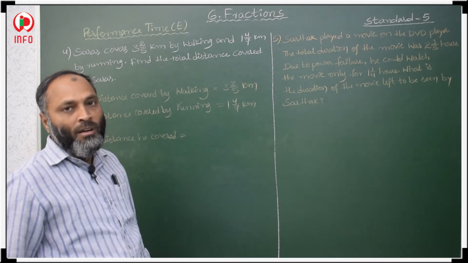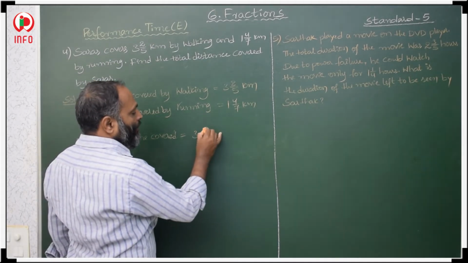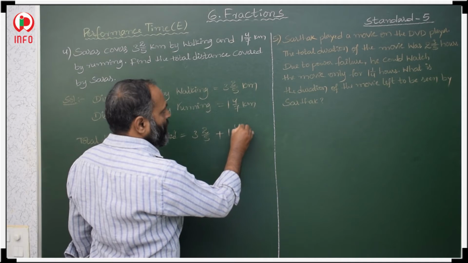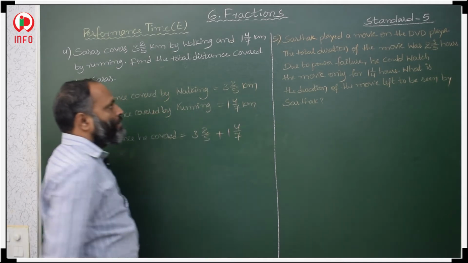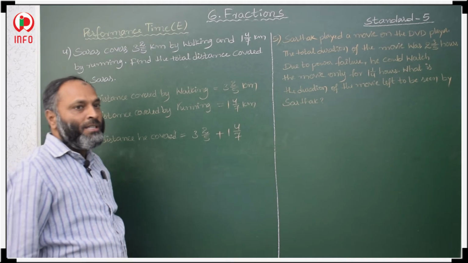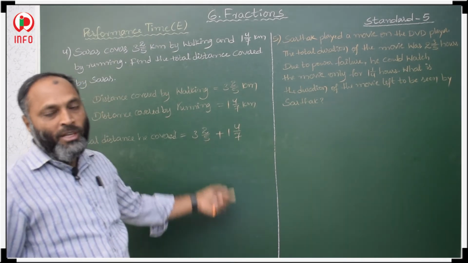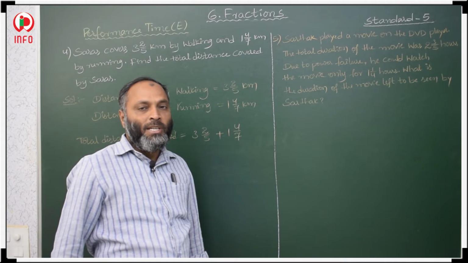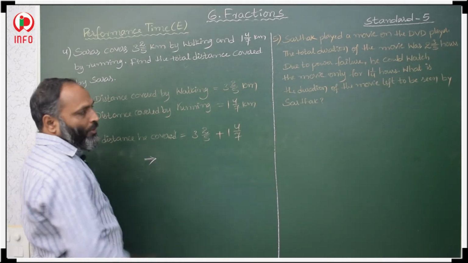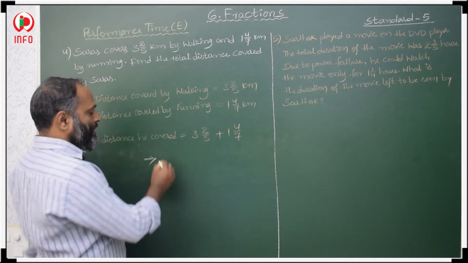Total distance he covered. Then what we have to do? We have to add 3 2/5 plus 1 4/7. So this we have to add, the sum of two fractions. These two are mixed fractions. These mixed fractions first we have to convert into improper fractions.